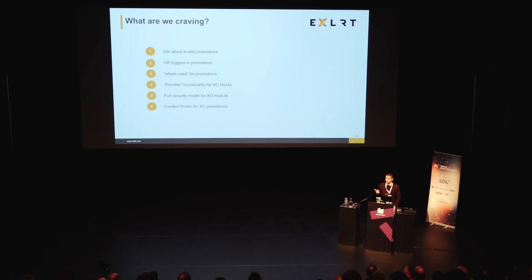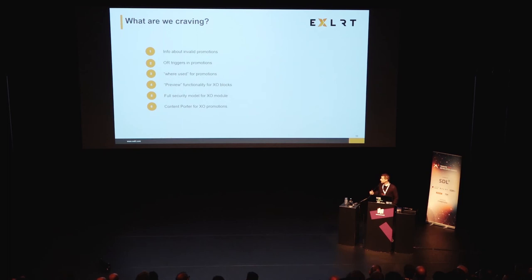Also, you need OR triggers for promotions. Basically, you need to be able to create complex evaluation expressions so that you don't have to duplicate the promotions. I need to be able to define promotions for a user who is using Chrome or is above 60 years old and not have two of them. I also need where-used, sorry, for promotions or for items. I need to know if a component or folder is being used in some of the smart target promotions so that I can debug more easily.